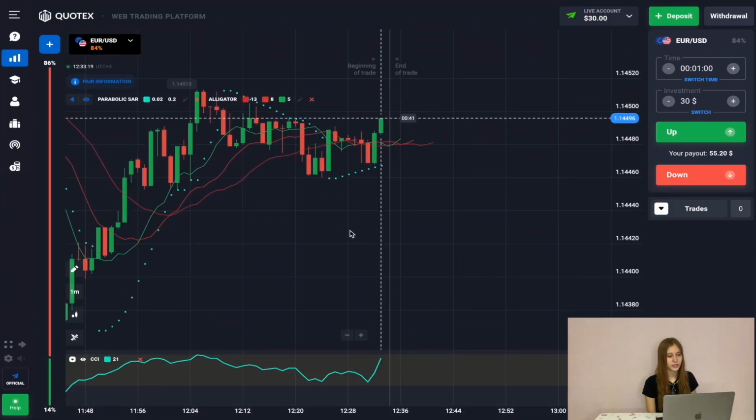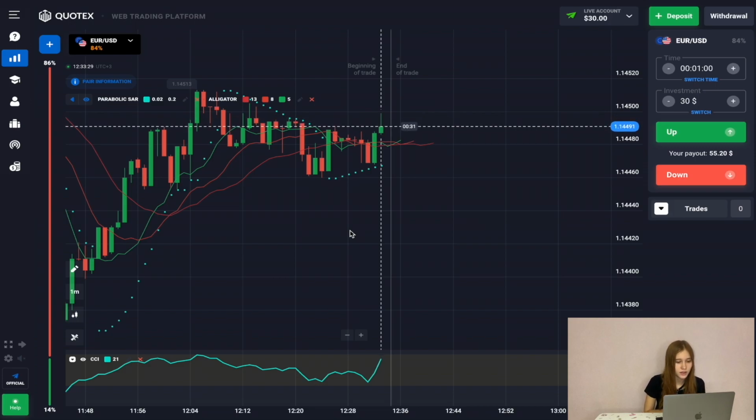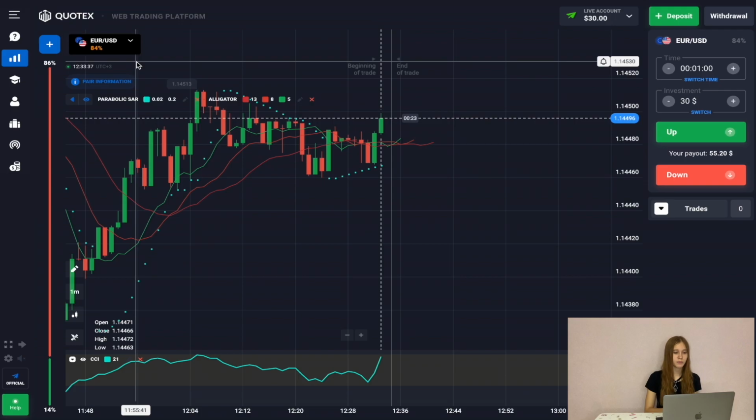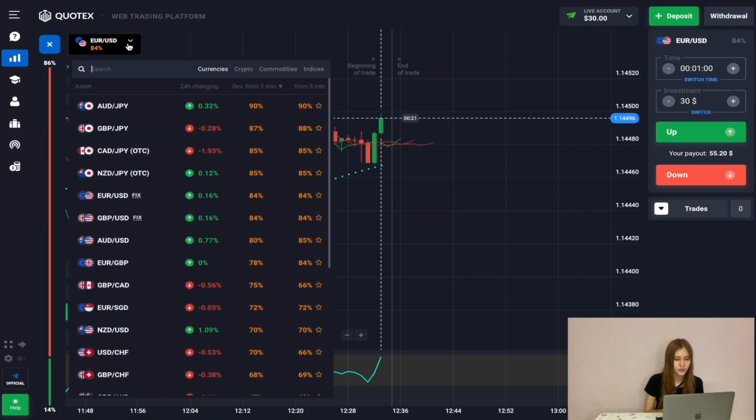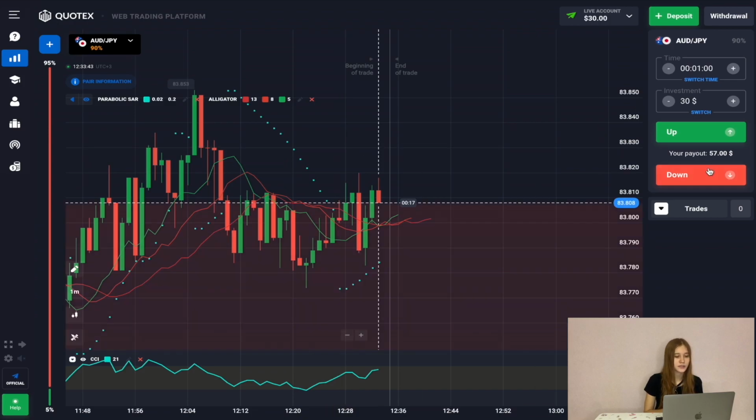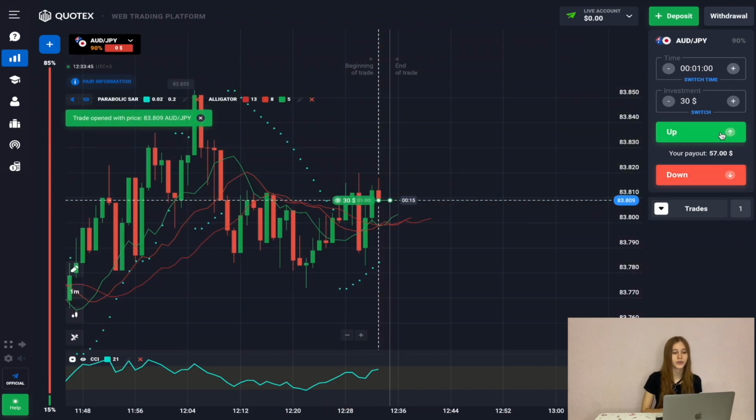We begin our trade session with a balance of $30. The expiration time is 1 minute for us. The main indicators that I will use will be the alligator and the parabolic, which are responsible for the movement and direction of the trend, as well as the auxiliary CCI indicator indicating the overbought or oversold state of the price.